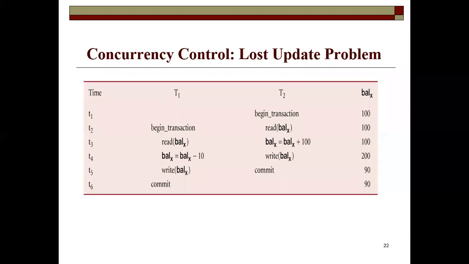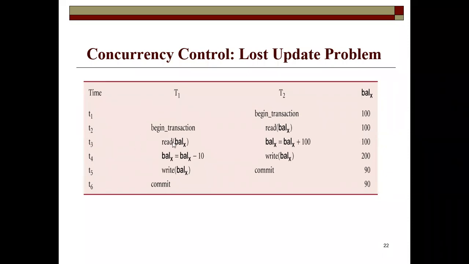So at T1, the initial balance of X is 100, and we begin transaction 2. At T2, we begin transaction T1 and continue with transaction 2, whereby we read the value of X. When we read the value of X, that means we are looking at the initial value that is in account X, which is $100.